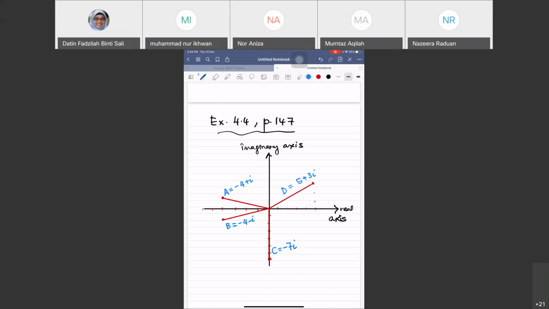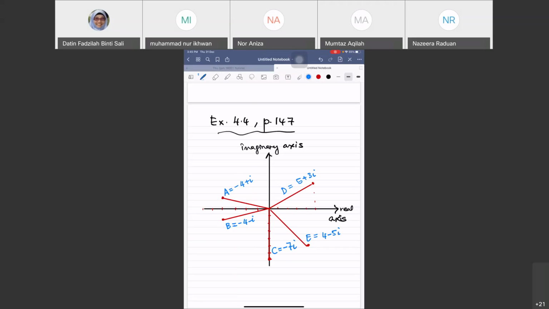And then E, 4 minus 5i. So that means 4 from here, 1 2 3 4, and then go down 5 units, 1 2 3 4 5. Assuming somewhere here, for example, you have the point. Then just draw your straight line there. That is your E, which is 4 minus 5i.